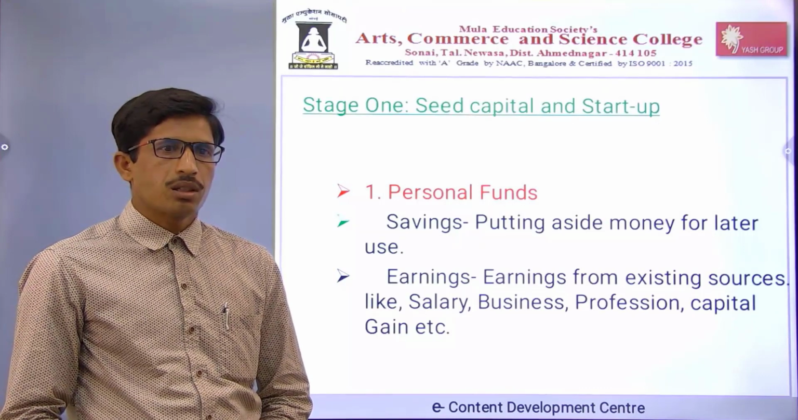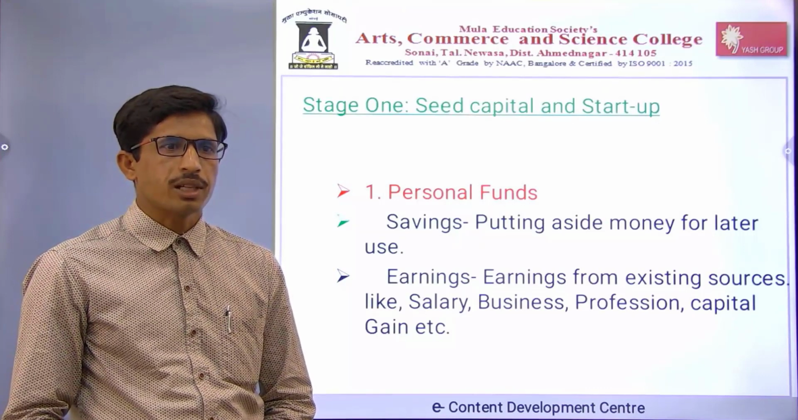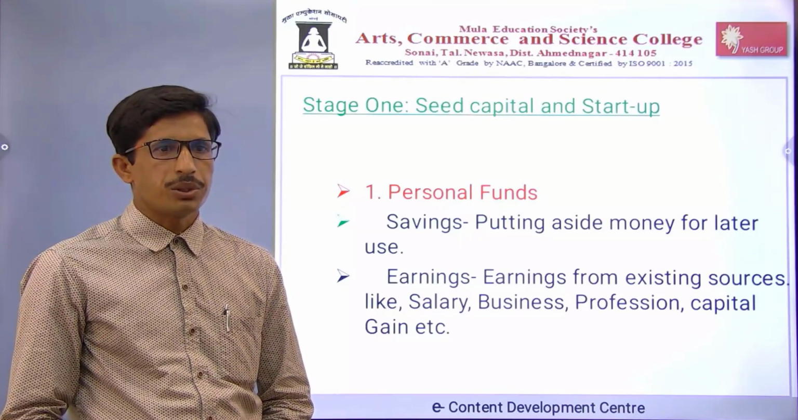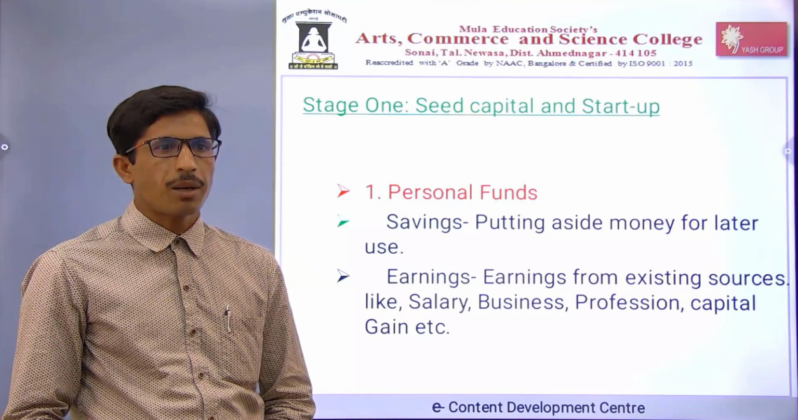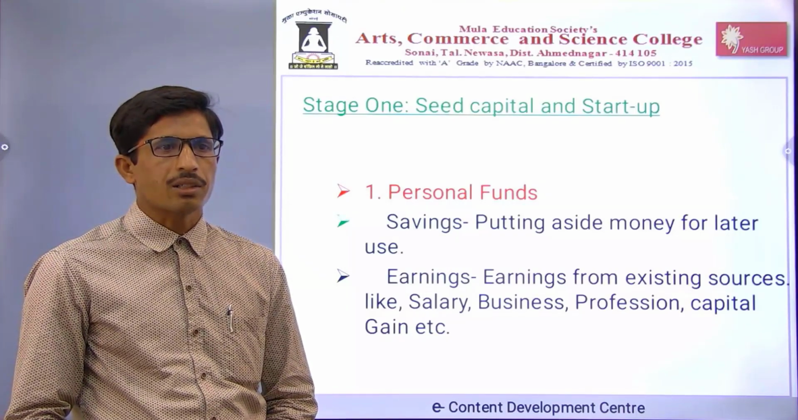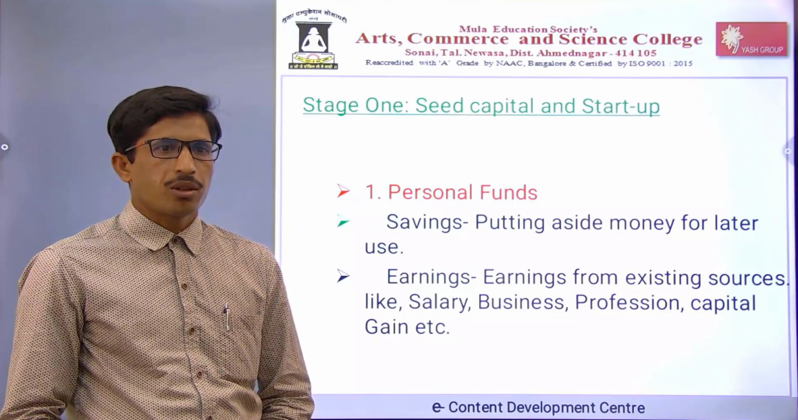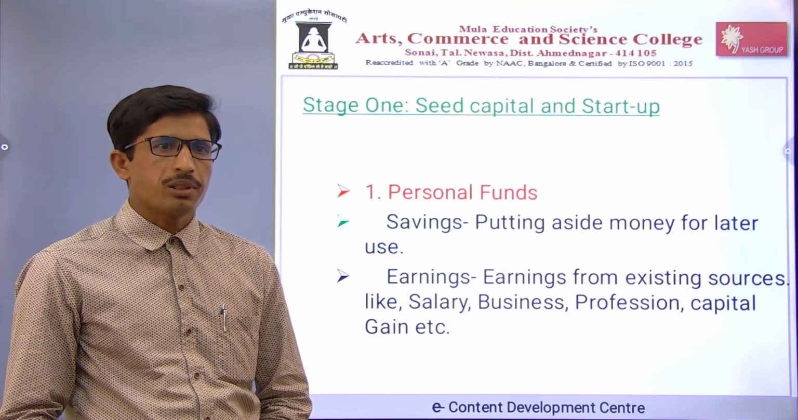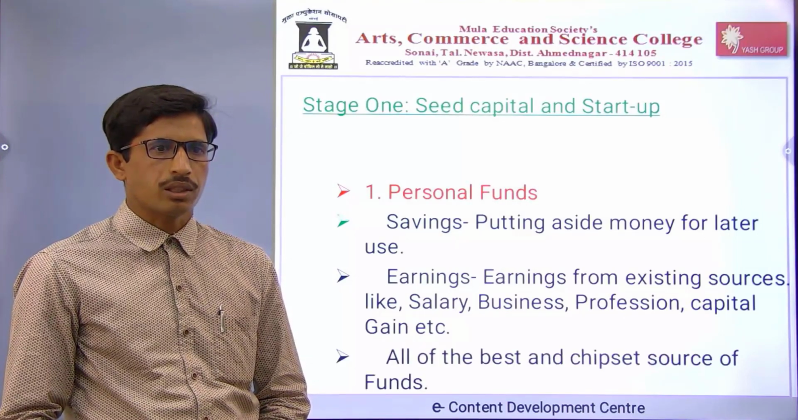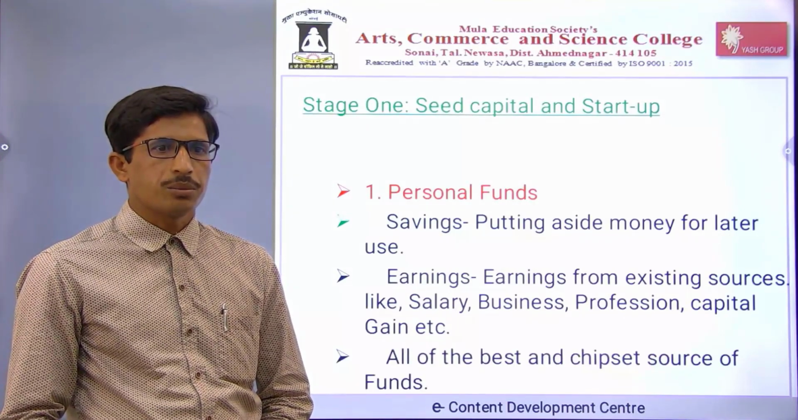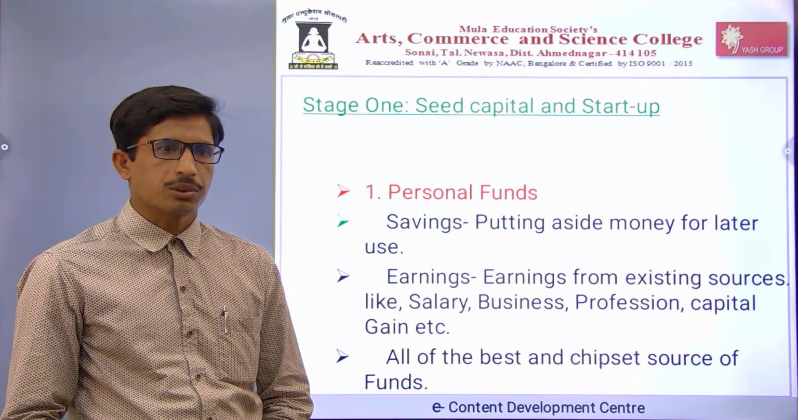Next one is earnings. Earning means earning from existing sources such as salary, business, profession, capital gains, etc. These are certain examples of earnings. You earn money and invest it into certain sectors. It is the best and cheapest source of funds.